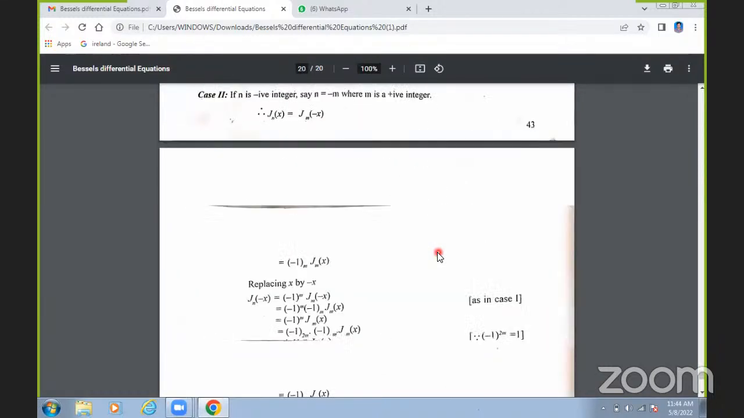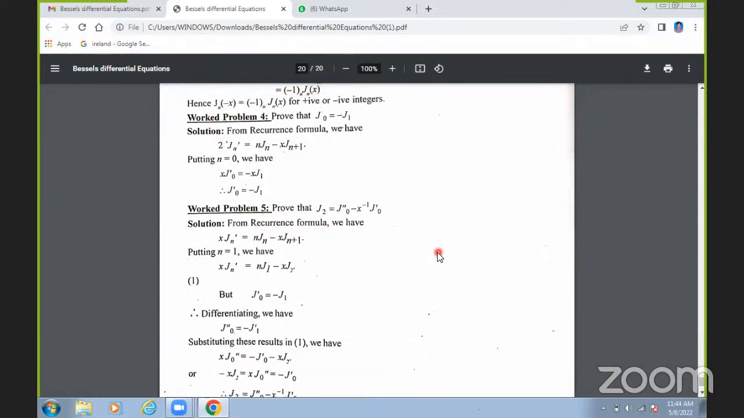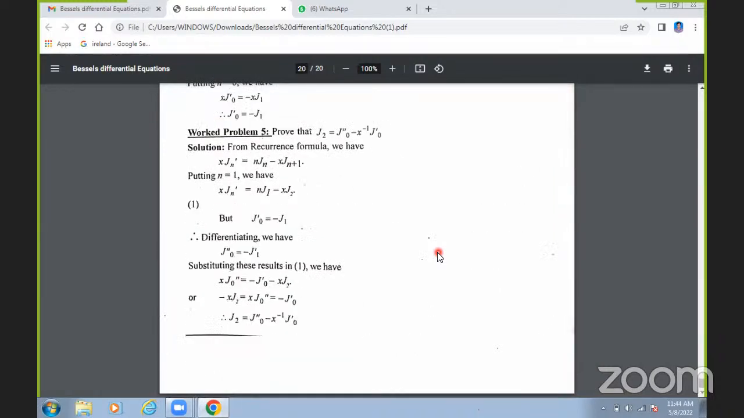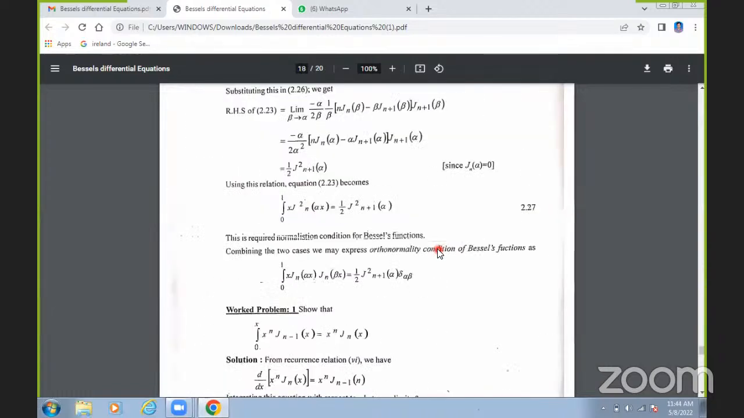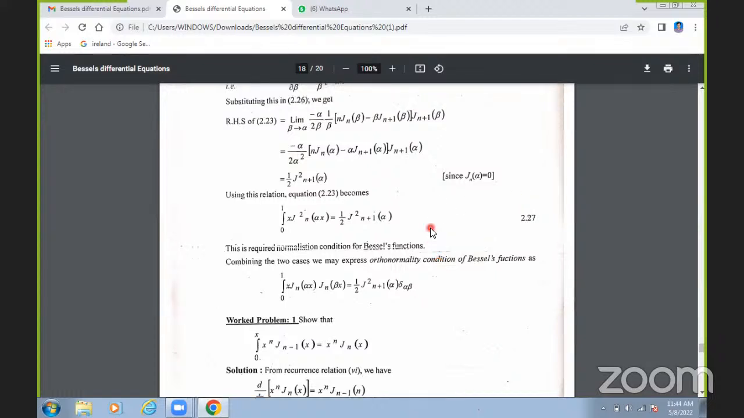Okay. So this is about Bessel's differential equation. These are some examples which we have. Right. So in the next class, we'll go for another type of equations, which is the Hermite differential equation. Then we have the Laplace equation. So in the next class, we'll go through that.